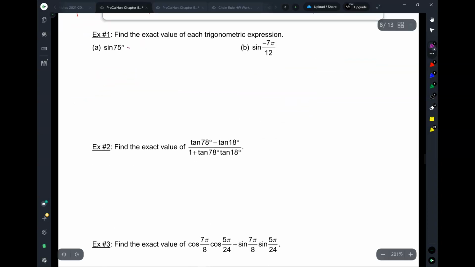Well, 75 is not a special angle, so I don't know how to do that one. That's not one of the special angles on the unit circle. But guess what? 75 can be written as a sum of two special angles, right? Which two special angles add up to 75? 45 and 30, or 30 and 45. It really doesn't matter the order in which you write it, but whatever order you choose, you have to commit for the rest of the problem. So if it's 30, then 45, it's got to be 30, then 45.